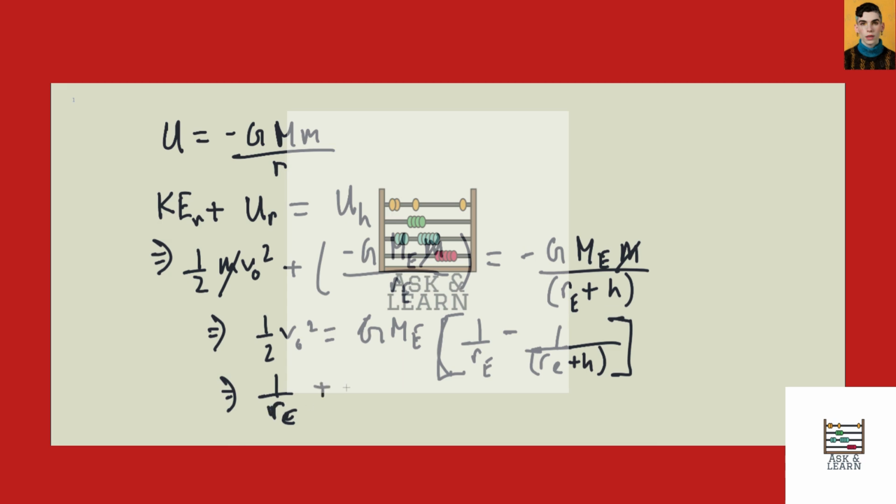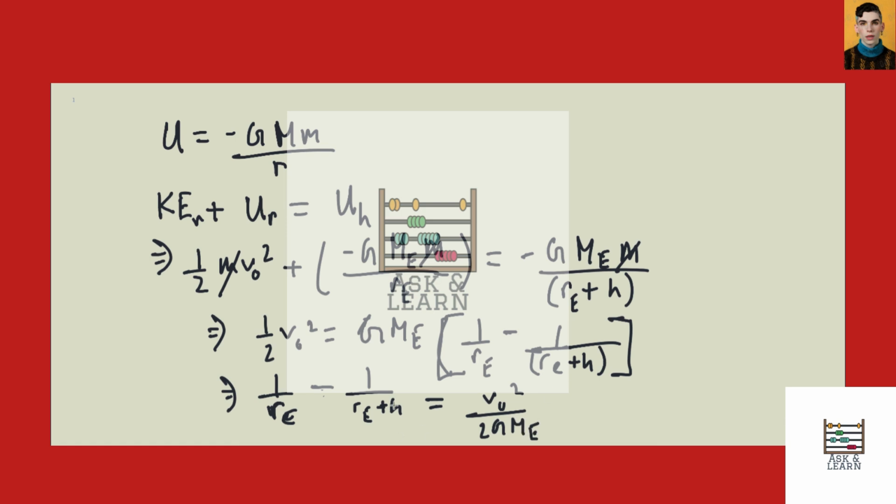Then do one other thing now. So 1 over the radius of the Earth minus 1 over the radius of the Earth plus height will be equal to, I'm just pulling out the G M e to the other side, v naught squared over 2 G M e.